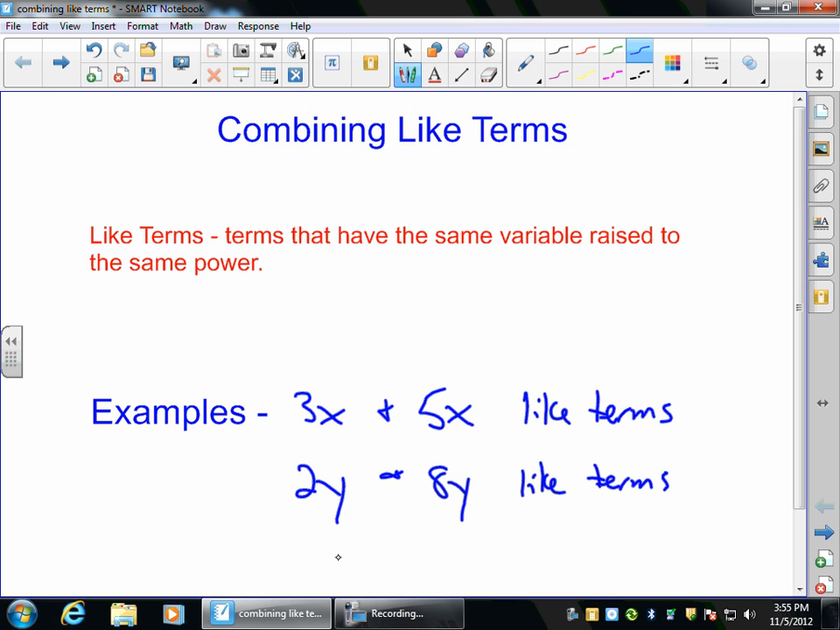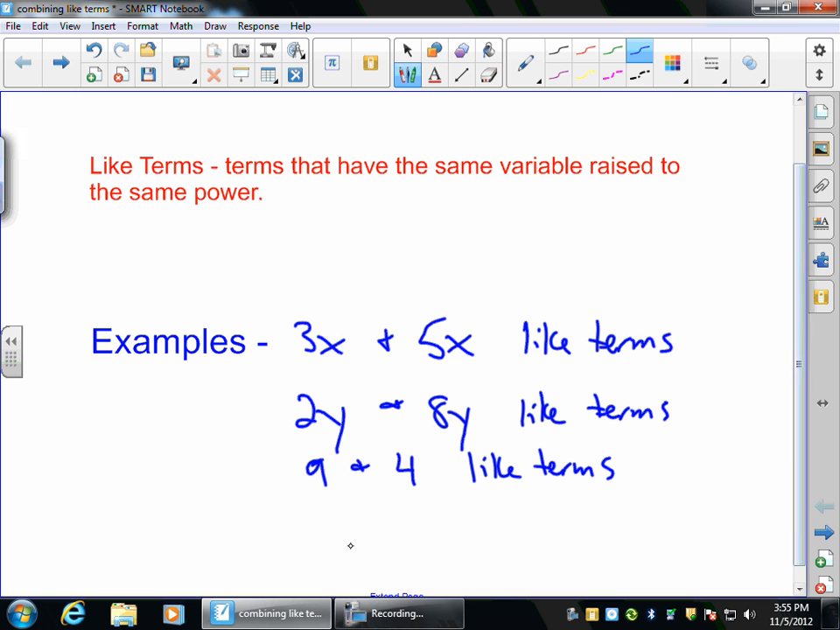Now I could even have something like 9 and 4. They do actually have the same variable, which is none. If neither of them have a variable, both just numbers, those are like terms. But if I have something like 6a and 12b, then those are obviously not like terms. One's got an a, one's got a b.